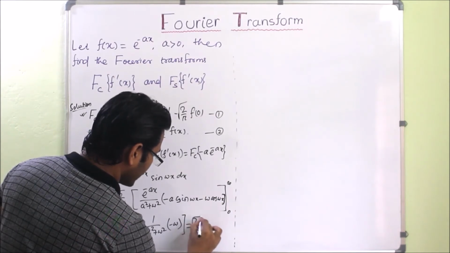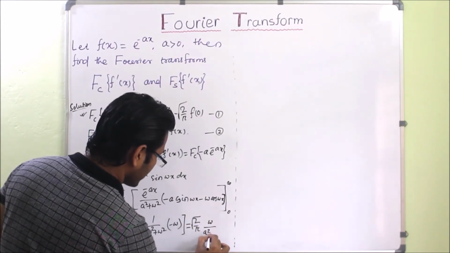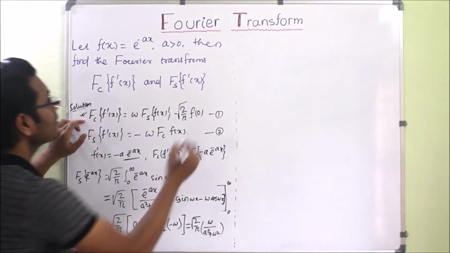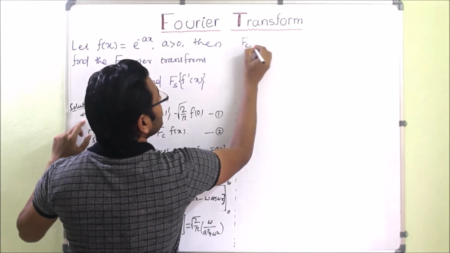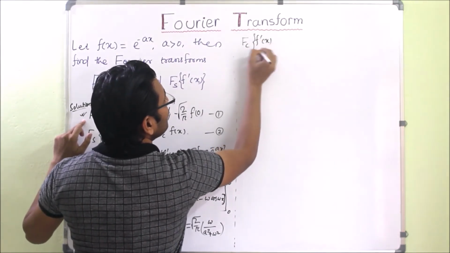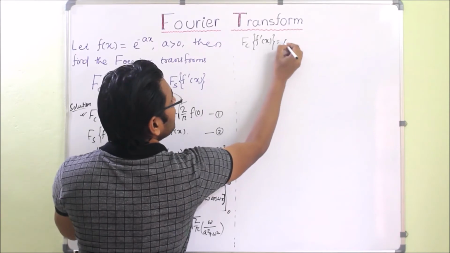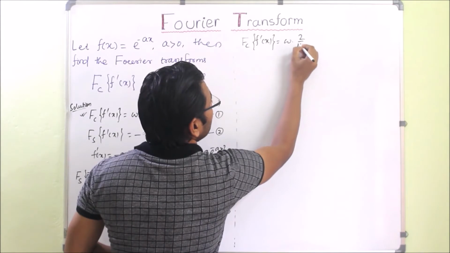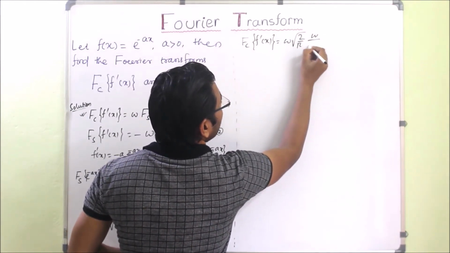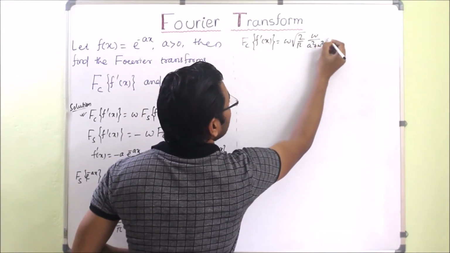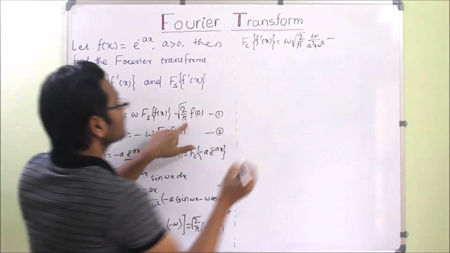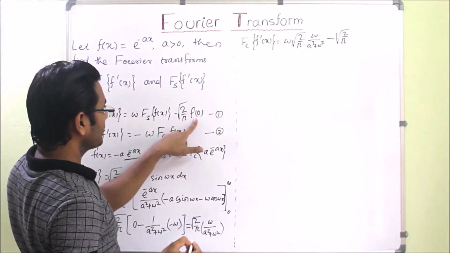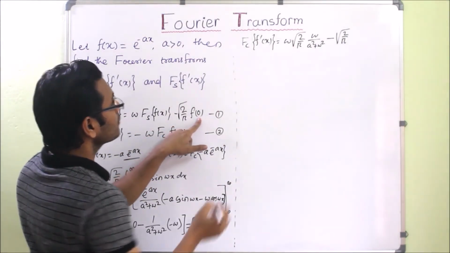Square root of 2 by pi into w by a square plus w square. Now, we will apply the formula. Then Fc of f dash x will be what? This is w into F of s, that means w into square root of 2 by pi into w by a square plus w square, then minus square root of 2 by pi into f of 0. F of 0 means in place of x you have to put 0.